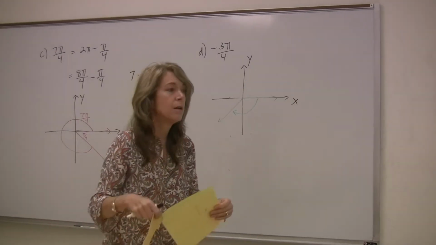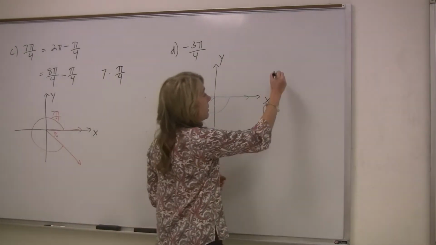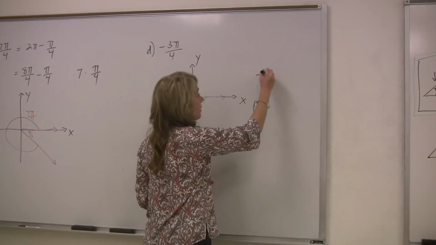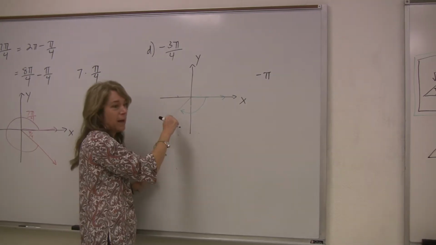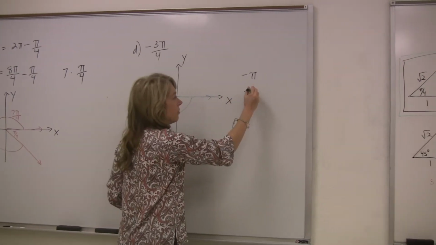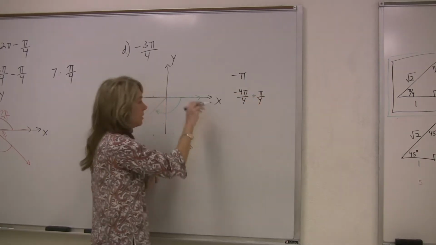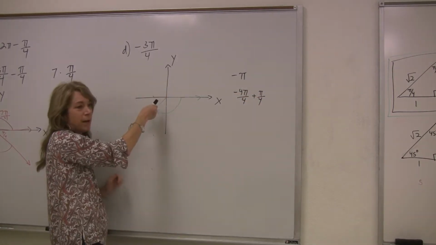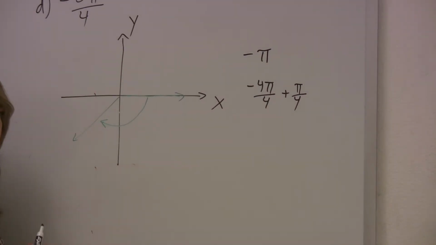What's the other way to do that? Another way to do it would be, again, I would think of negative pi, going all the way to pi, and then back up by another pi over 4. Because this is 4 pi over 4 plus that pi over 4. Go all the way to here, and then back up by a pi over 4. Or change it to degrees. There's about four different ways to get there.